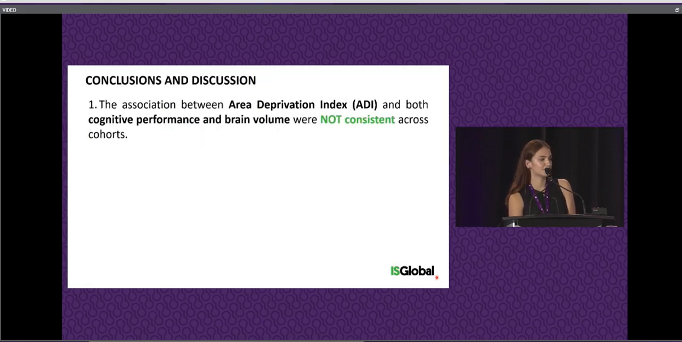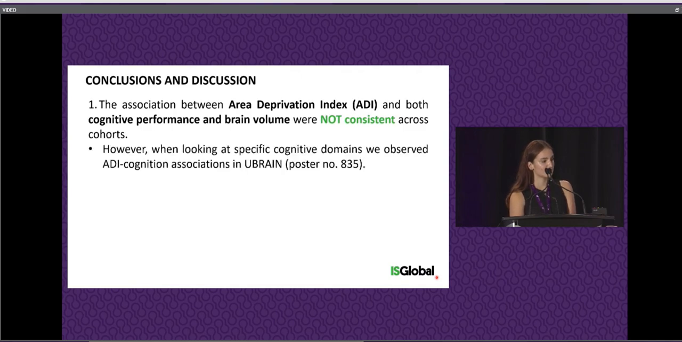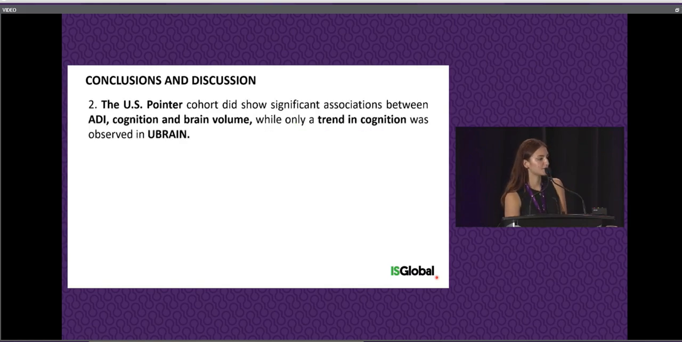In conclusion, the associations between area deprivation index and both cognitive performance and brain volume were not consistent across cohorts. However, when looking at specific cognitive domains, we observed ADI-cognition associations in NEW BRAIN, as you could see today in my poster with the number 835. Second, the US POINTER cohort did show significant associations between ADI, cognition and brain volume, while only a trend in cognition was observed in NEW BRAIN.